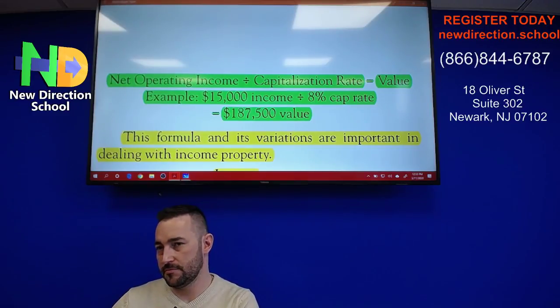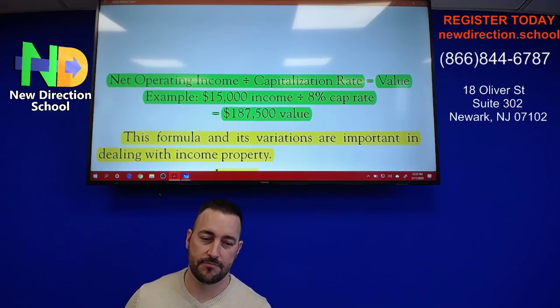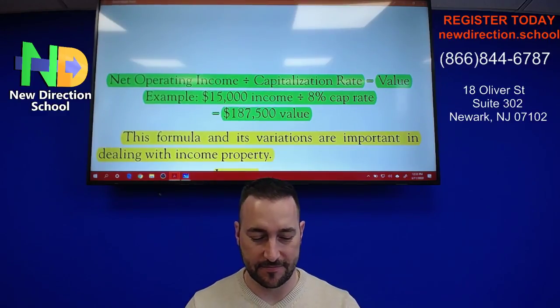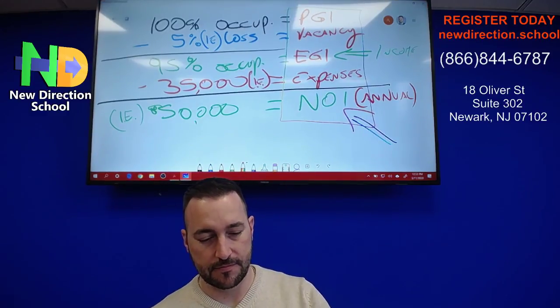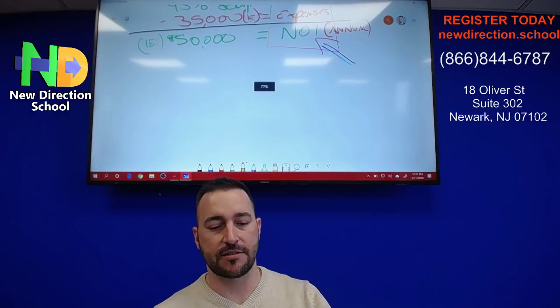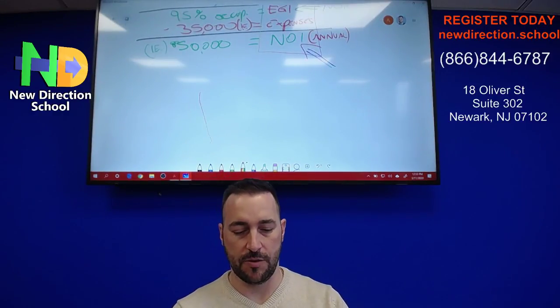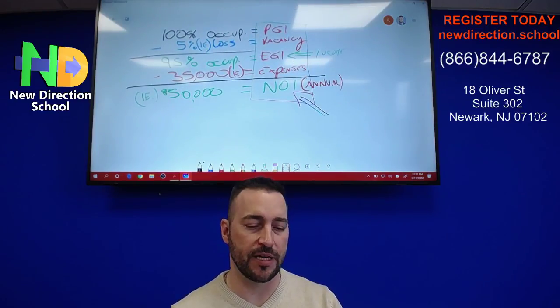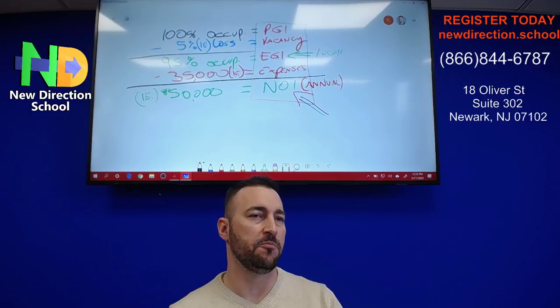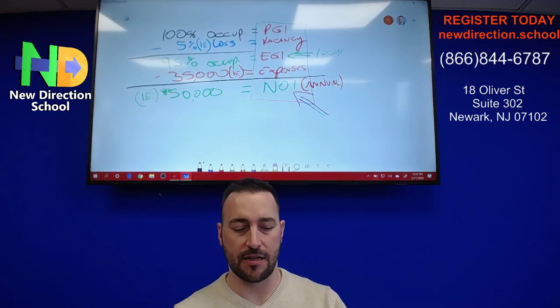Do that longhand. All right, so in this case, the NOI is 50,000. We already figured that out, right? Let's say it's $200,000 we made here, minus the $35,000. This is how much we take home.